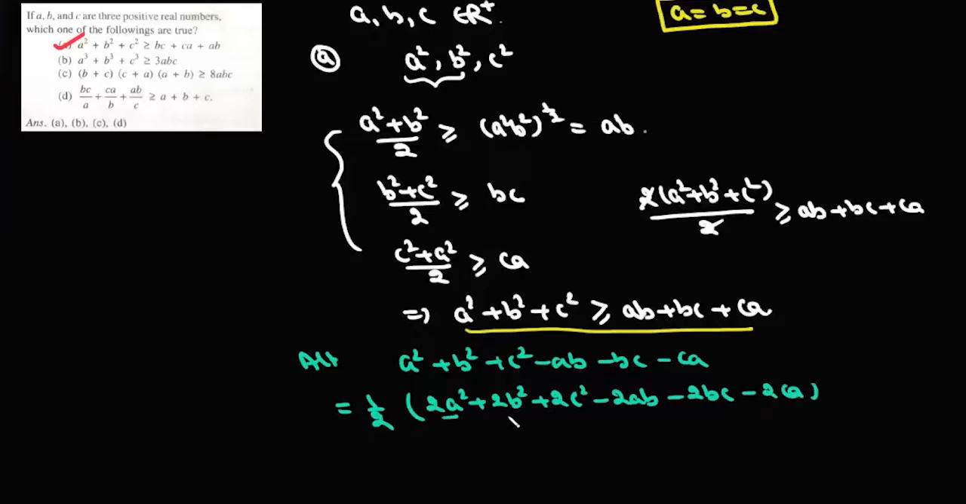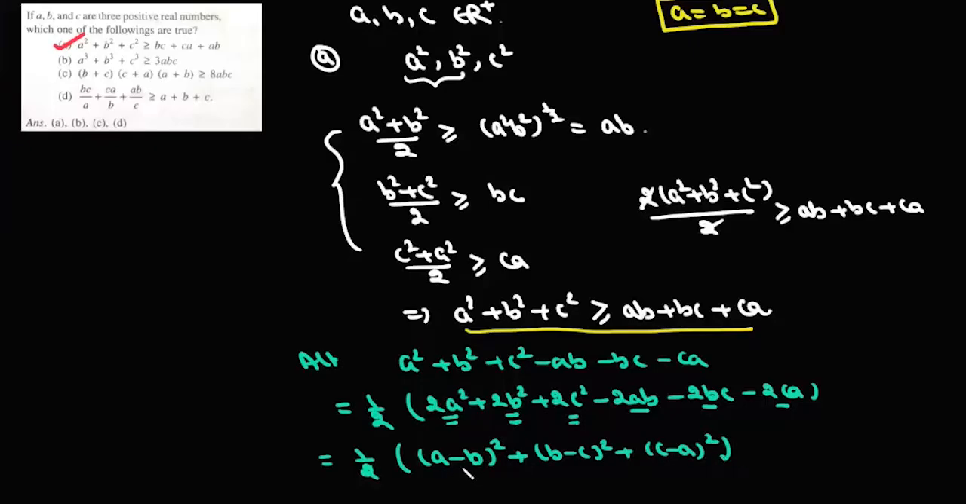Now we'll take a square plus b square and 2ab. Then we'll take b square plus c square 2bc. And then we'll have a square plus c square minus 2ca. So we can write this as 1 by 2, and here will be this (a minus b) whole square plus (b minus c) whole square plus (c minus a) whole square.